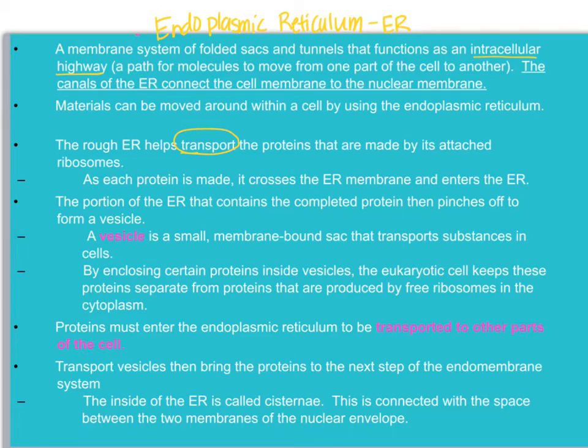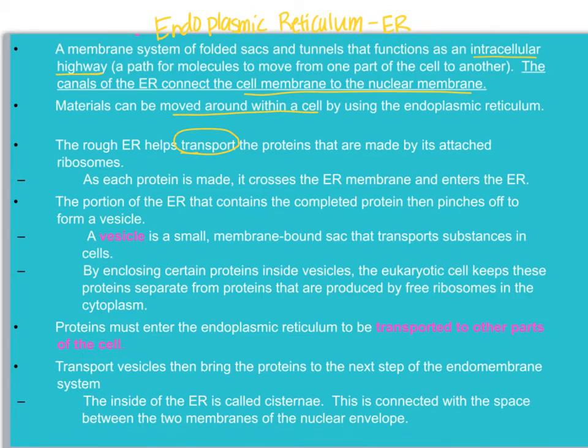A highway transports people. So watch out for that. If it's talking about the endoplasmic reticulum, it's going to usually say something about folded sacs or tunnels or something along those lines. Again, it's going to connect the cell membrane to the nuclear membrane, or help connect it. And this is how you move things within a cell. Moving around within a cell sounds like what transporting is. What it's transporting is typically proteins.